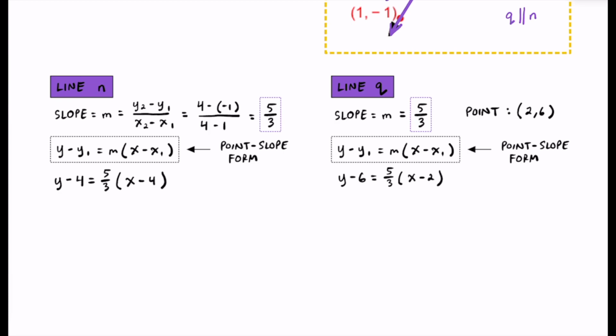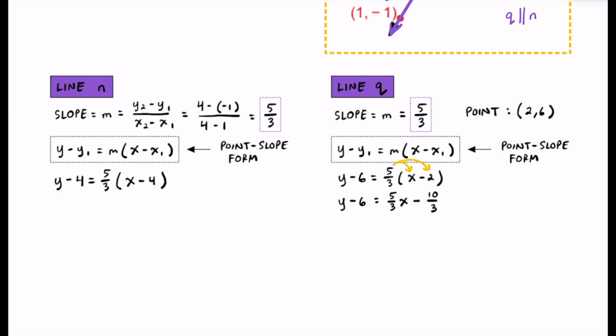Now, while technically this is an equation of line Q written in point slope form, we can also write it in slope-intercept form, or that y equals mx plus b form, if we just distribute the 5/3 and move some things around. So I'm going to do that just in case, to review a little bit. But we have y minus 6 is equal to 5/3 times x, or 5/3 x minus, and then 5/3 times this -2 is going to be -10/3.